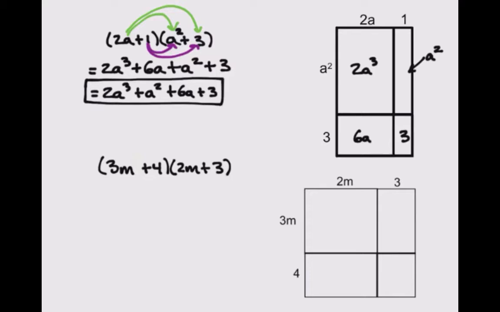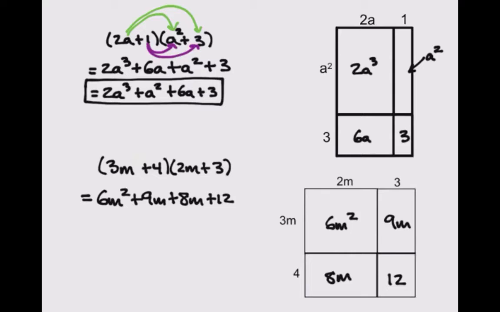The upper left rectangle has an area of 6m squared. The upper right rectangle has an area of 9m. The lower left rectangle has an area of 8m, and the lower right rectangle has an area of 12. And so, the product of 3m plus 4 and 2m plus 3 should be 6m squared plus 9m plus 8m plus 12.